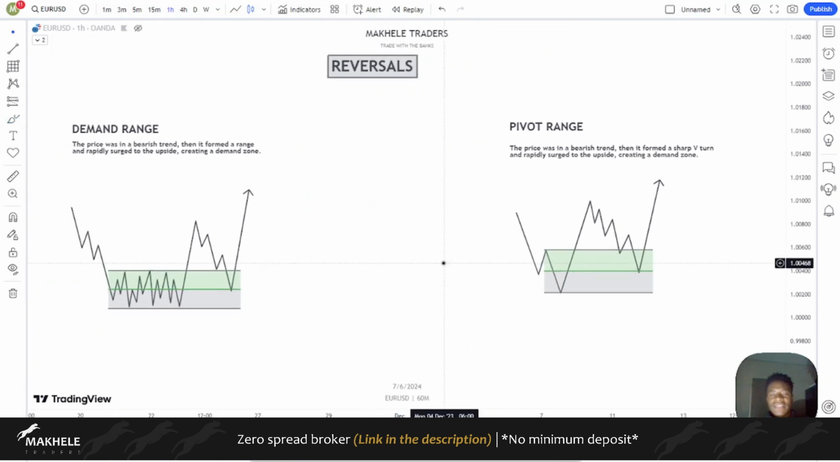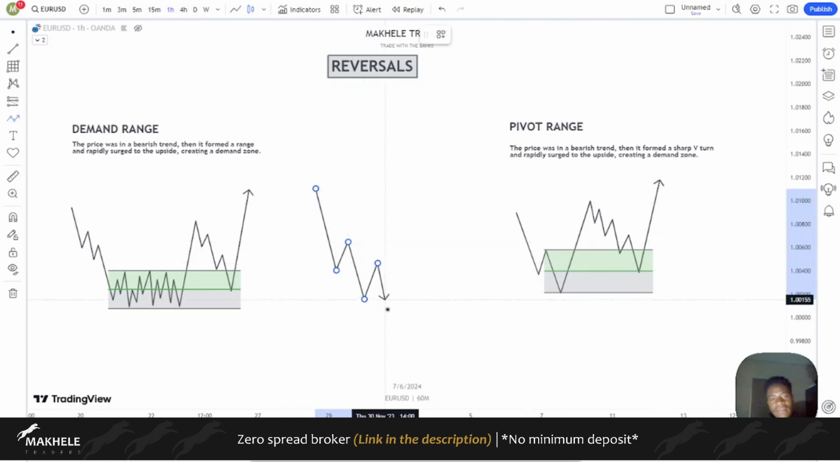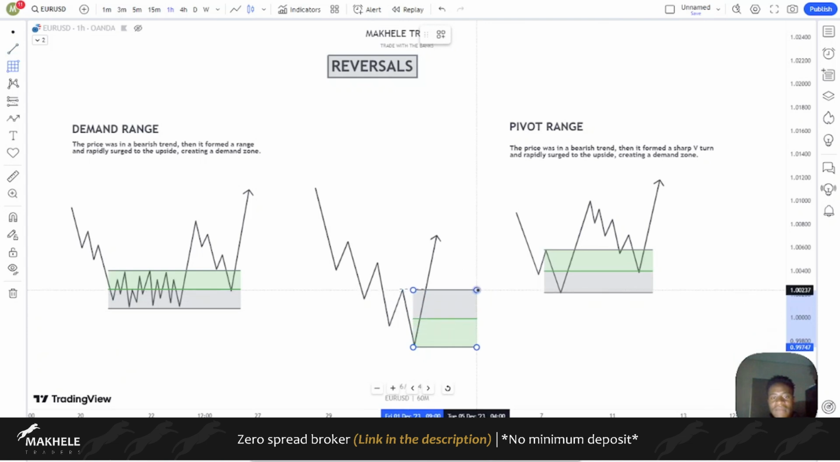Then we have this second example, which is called a pivot range reversal, which is a demand zone. So price was in a bearish trend, as you can all see, like this. Then out of the blue, price breaks the previous high like this. This previous high was taken out. So we call this a change of character. So that's our first signal for price that price might be what?